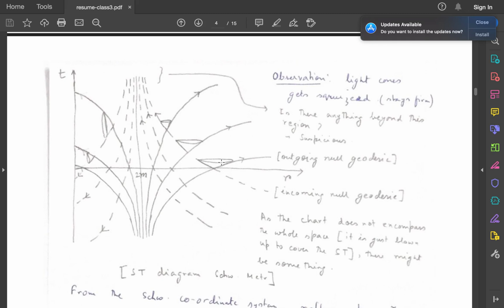This is one of the important observations: the light cones beyond r equal to twice m are inverted like this, and they are squeezed as we go towards r equal to 0. Another thing is that it looks like this is going like this, and then it is coming like this. So is there anything here?